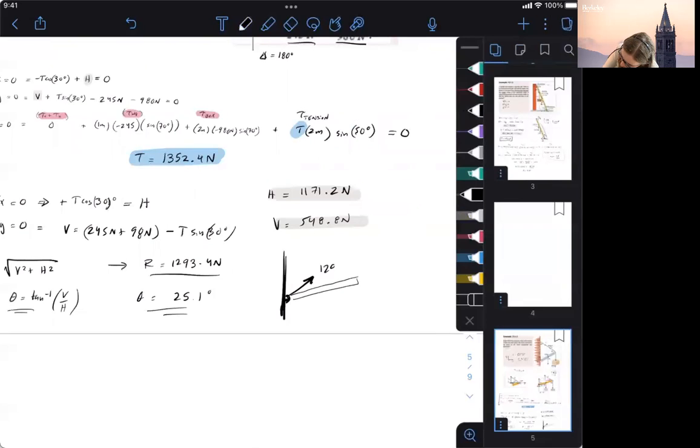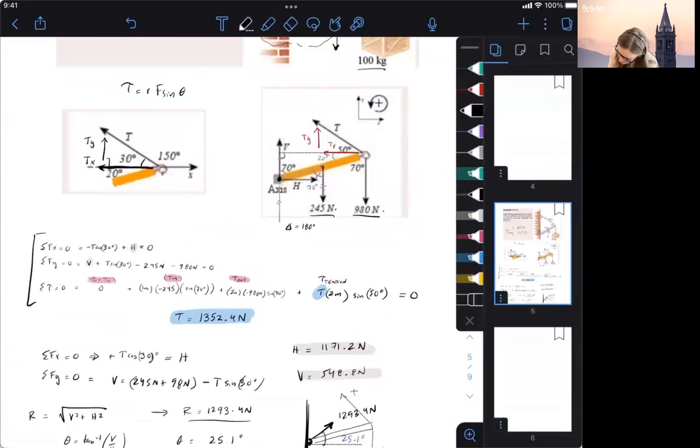So 1293.4 newtons, and then the angle that it makes with the horizontal here is going to be about 25.1 degrees. Okay, so yeah, then you have your weight and the tension and whatnot going up. Okay, so that would be your final answer for this in this case.